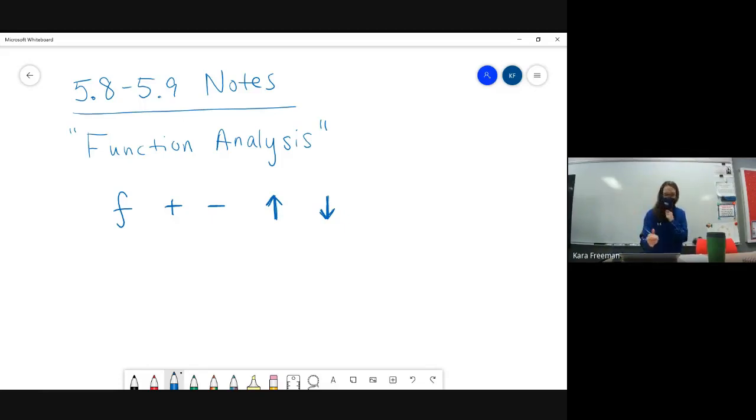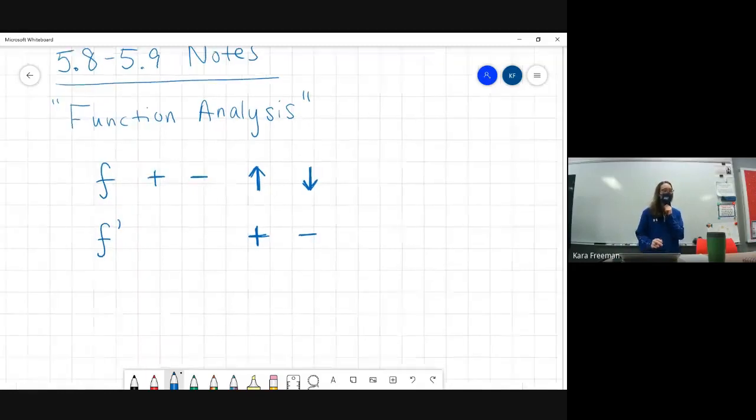The derivative. So what I'm going to do on this next row is take the derivative function. When do you know a function is increasing? When the derivative is positive. And when the function is decreasing, the derivative is negative. Notice I put that right underneath the increasing and the decreasing arrow for f, right? Oh, so then it's going to be increasing for that. Correct. Yeah.